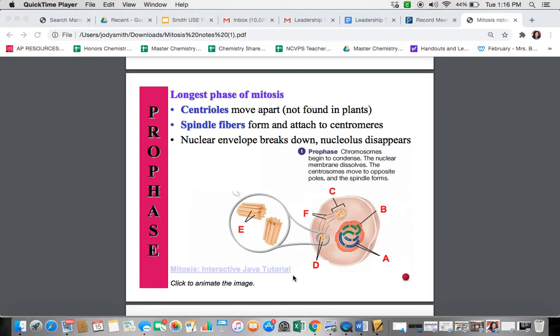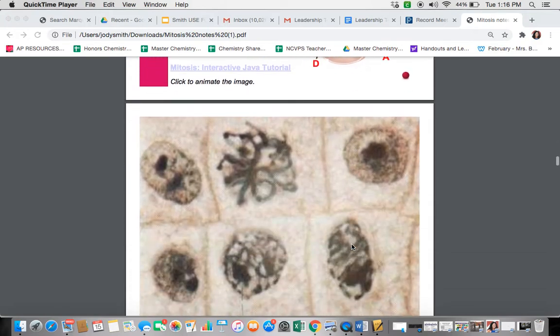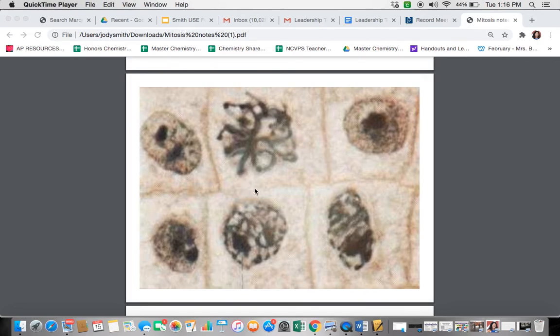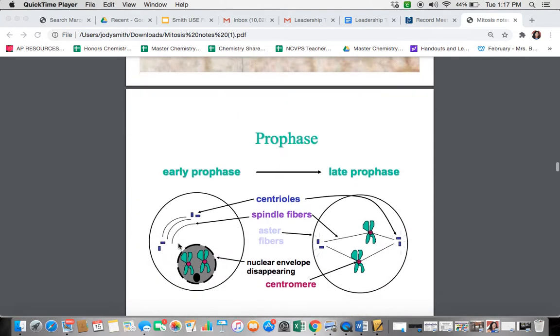You can click these interactives as well. I'm not going to do that now, but you can click those interactives and get a more animated visual of what's happening here. Here are pictures of prophase. You can start seeing that some of the DNA looks squiggly. This is not prophase, but these are all pictures of prophase, different stages there.